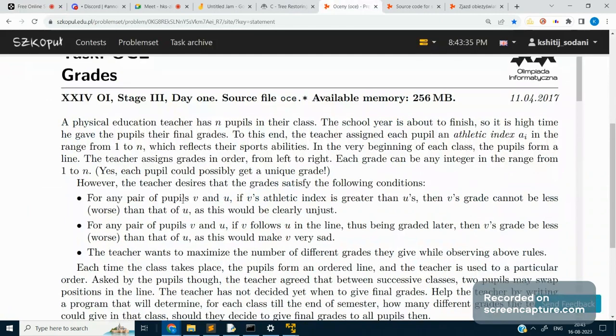So for two pupils V and U, if V's athletic index is greater than U's, then V's grade cannot be less than that of U, as that would be unjust. So it must be at least that of U, or it can be equal also. For two pupils V and U, if V is after U in the line, then he should not get a grade which is less than that of U.